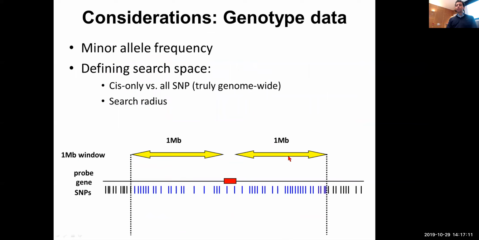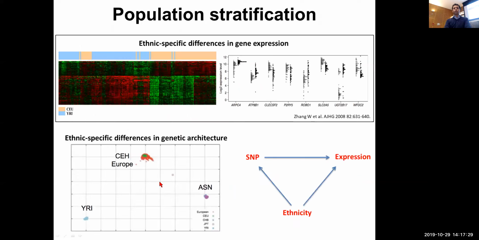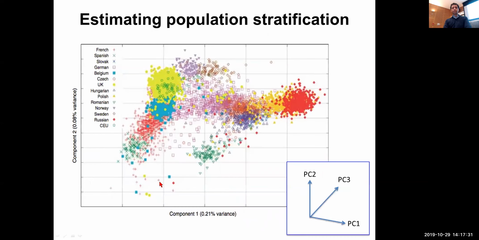Another one is basically how far do I look? Do I only look at, I don't know, 50 kb or 100 kb or a 1 megabase window nearby? And do I only look at cis? Do I look at all SNPs and trans? And how do I correct for demographics, population stratification, technical covariates, and so on and so forth?